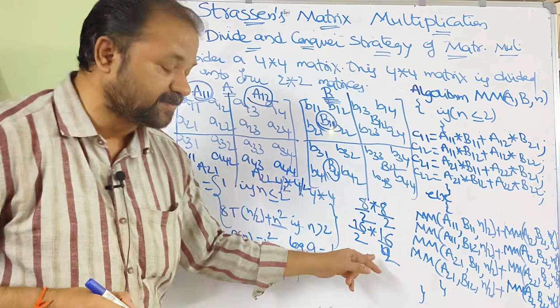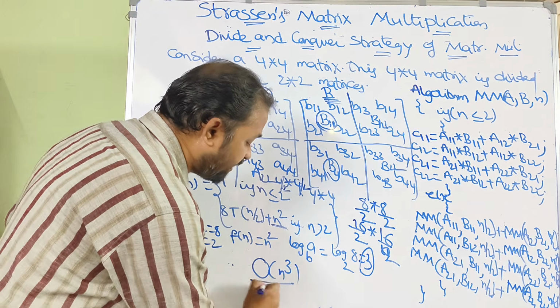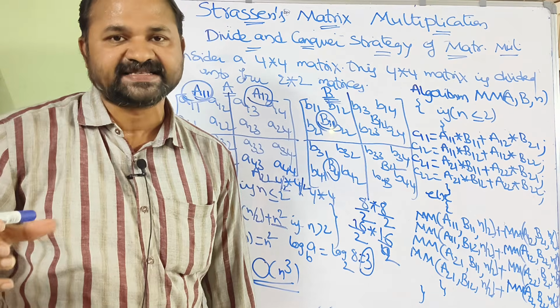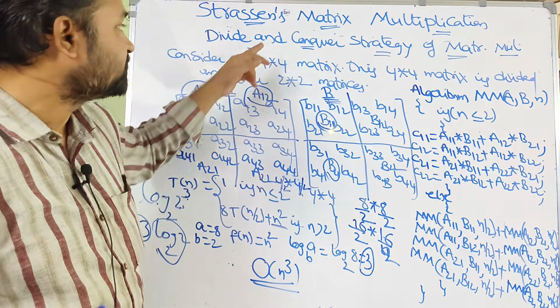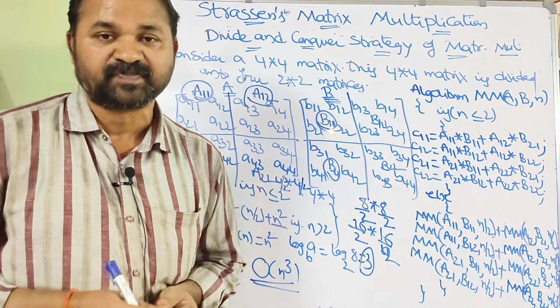So here the value is 3. So that's why we can say that here the time complexity is big O of n cube. So in the first strategy, that is conventional strategy, as well as divide and conquer strategy also, the time complexity is big O of n cube.